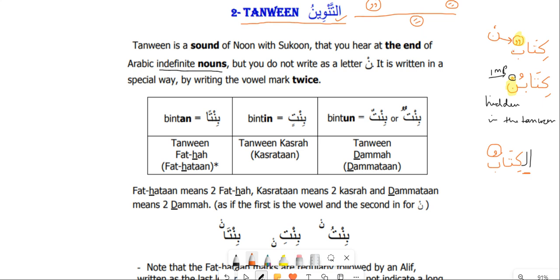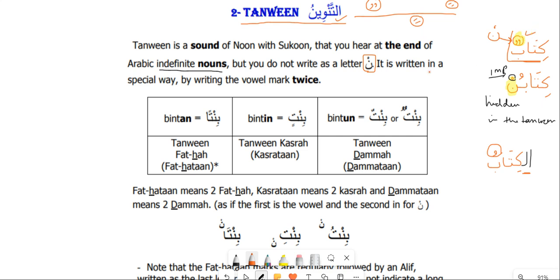And when does tanween come? Tanween comes with the indefinite noun. But you do not write a letter noon. You don't write a letter noon when you write an indefinite noun. Do you write a noon there? No. You just put a tanween here, right?